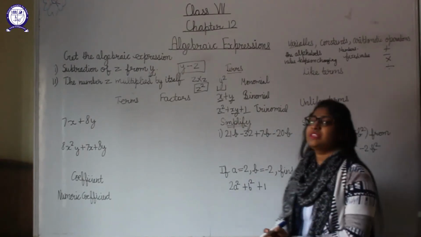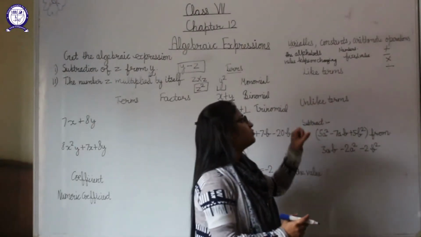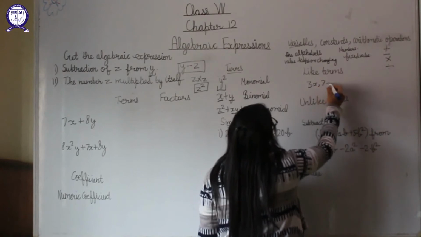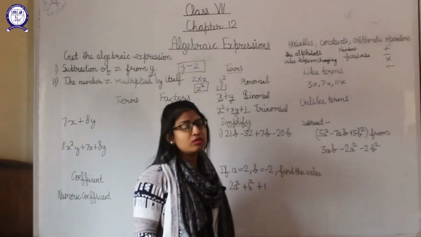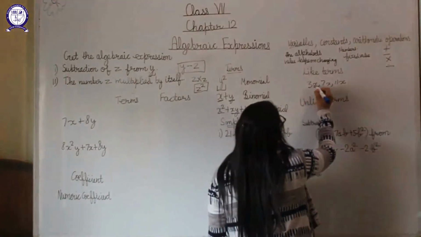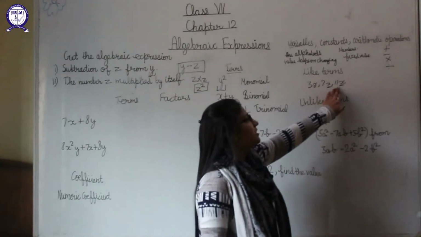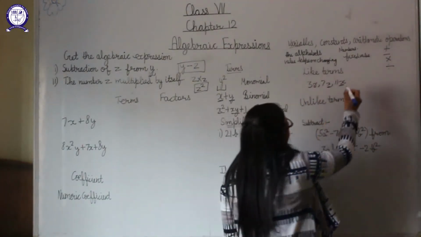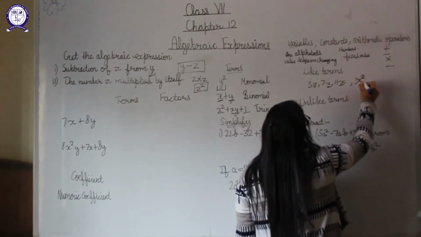Okay, now the next thing is like terms and unlike terms. What are like terms and unlike terms, students? Suppose here it is 3x, 7x, 11x, these all are like terms. How are these like terms? Because x is in all of them, means only the x variable is there with all these terms, so these are like terms. Okay, if there is any x square term, then that will not be a like term with them.